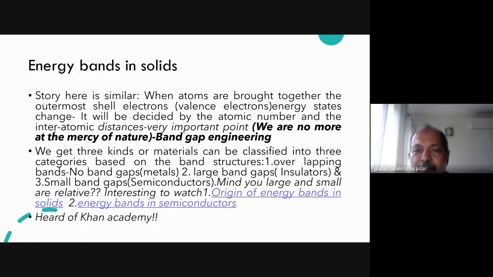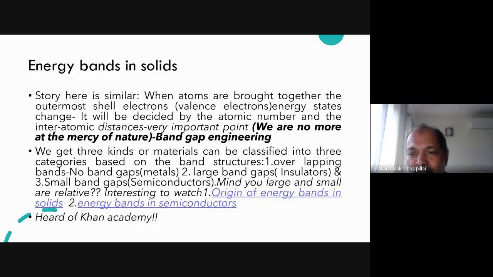Once we understand this, the principle used is very simple. The atomic number and atomic distances are controlled, so band gap engineering is possible. That is very important today for many applications, especially in optoelectronics, like semiconductor lasers, which are mostly used in communication applications, optical fibers.